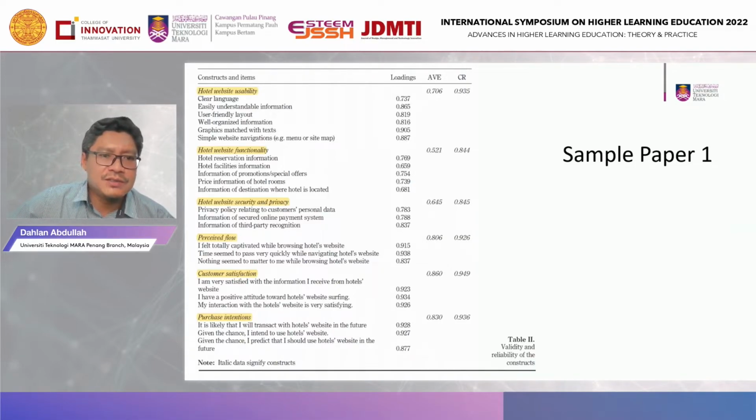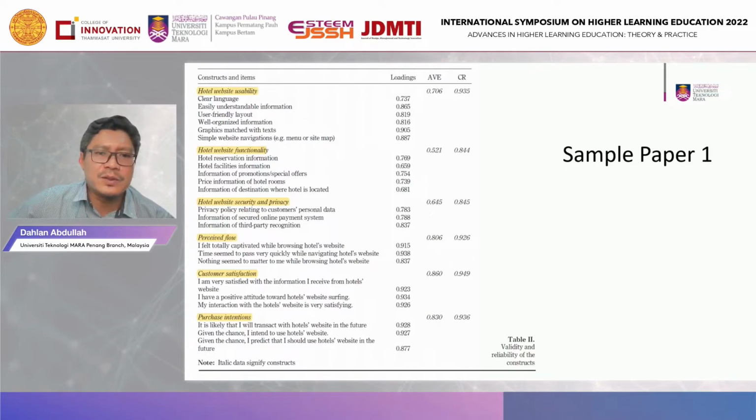There are six constructs that have been measured just now, and every single construct here will be measured by a certain number of items or questions that we give to our respondents to answer. For example, hotel website quality is measured using six questions. And then to know whether these questions are reliable and valid or not, to represent hotel website usability, whether the question is a valid question or not.